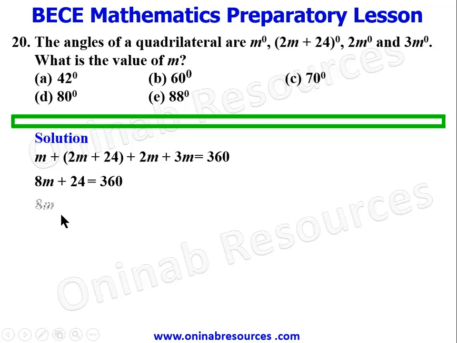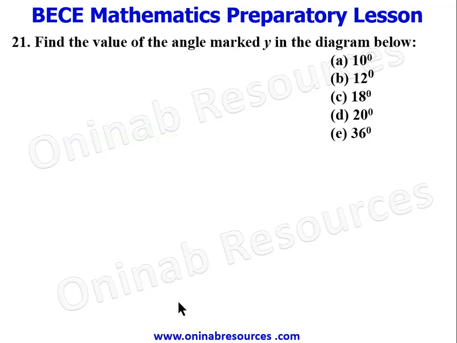Taking this to this side, 8m is 360 degrees minus 24. And that will give us 336 degrees. m is 336 degrees divided by 8. We can pick two digits. 33 divided by 8 is 4 remainder 1. That's 32. And 16 divided by 8 gives 2. Therefore, m is 42 degrees, which is option A. That's the end of the solution to problem 20. We go to problem 21.